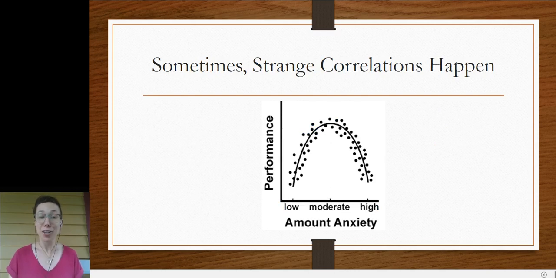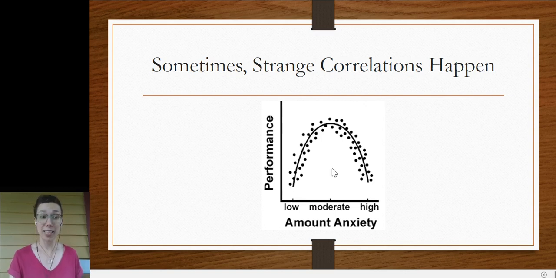Another point with correlation coefficients is that sometimes strange correlations happen. So there's some variables that we're going to get really wonky scores with, not because there's no relationship between those two variables, but because maybe correlation coefficient isn't quite the right calculation to use. So if we're looking at something like performance and anxiety, for example, a low amount of anxiety sometimes is correlated with a low amount of performance. If I really don't care about something, I might not try very hard at all. If I don't have any anxiety about how I'm going to do in, I don't know, a homework assignment or a speech, I might not try very hard. So that would reflect this kind of low end over here.